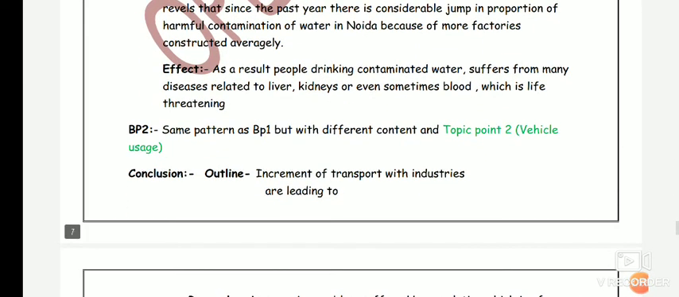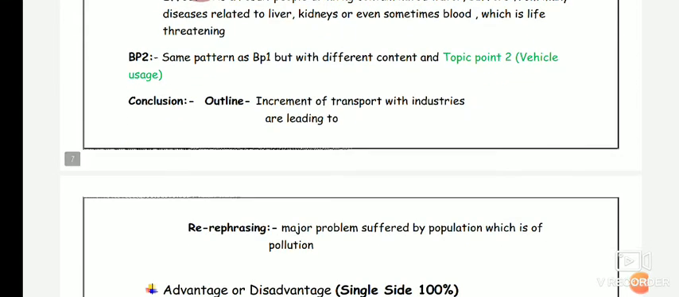Now the same thing I did with the BP2 also. For that we can write the vehicle usage and explain it in a proper way. And in the end, for the conclusion, I told you that we are giving a review, or you can say the feedback of a particular movie. So this is my feedback: the increment of transport with the industries is leading to major problems; the population is suffering from the major problem which is pollution by transports and the industries. This is my conclusion. Okay, so this is the basic pattern.